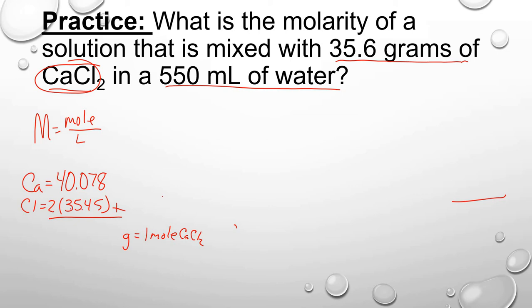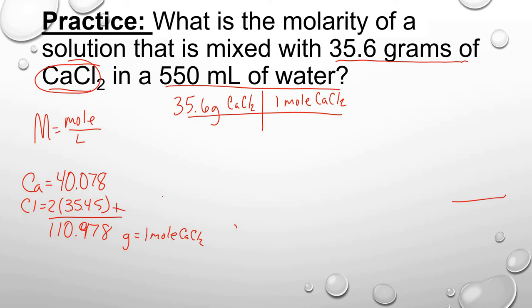Well, this will be about 70 right here. If I add 40 to it, I'm going to be above that, right? So 2 times the 35 plus 40.078 is 110.978. Okay, so now we can take this 35.6 grams of calcium chloride and use our factor label and say, okay, I want moles, so I'm going to put that on top. I'm using the conversion down here, and I want to get rid of grams, so it goes on the bottom.